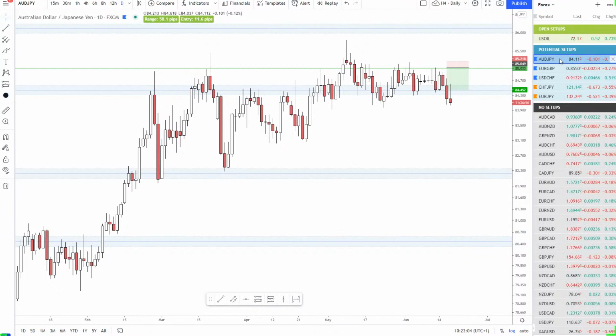You're looking at an AUDJPY daily chart. In today's analysis, we're going to be looking for price action setups across all the pairs listed to the right here. So let's dive right into it.